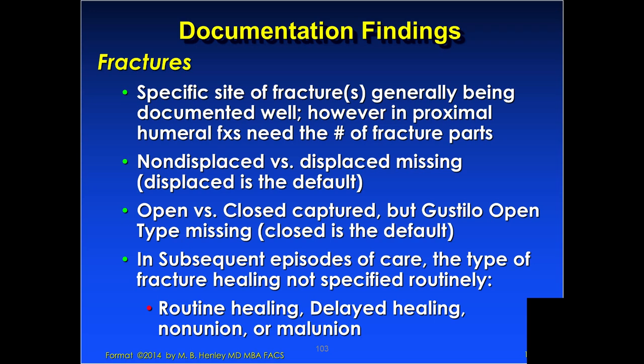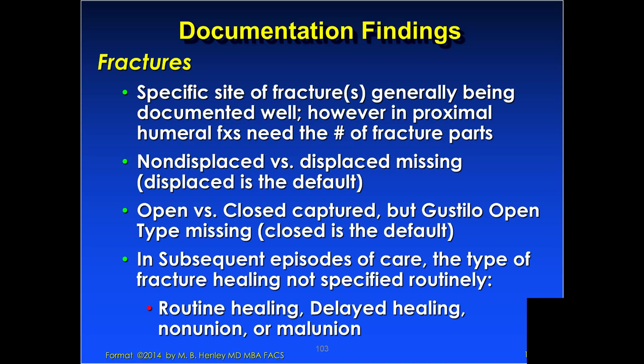We do capture whether a fracture is open or closed, but not all of us are good at specifying whether that fracture is Gustilo type 1, 2, 3A, B, or C open. Closed is the default if you don't say open, but if you say open, you should document whether it's type 1, 2, 3A, B, or C.